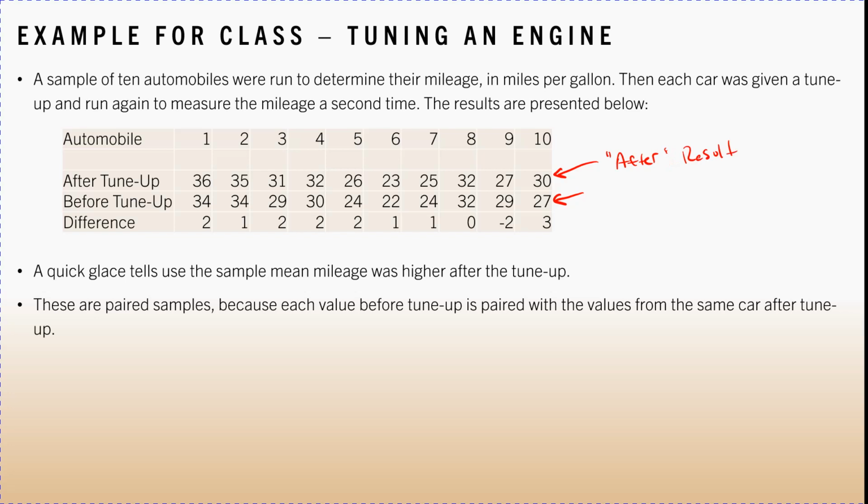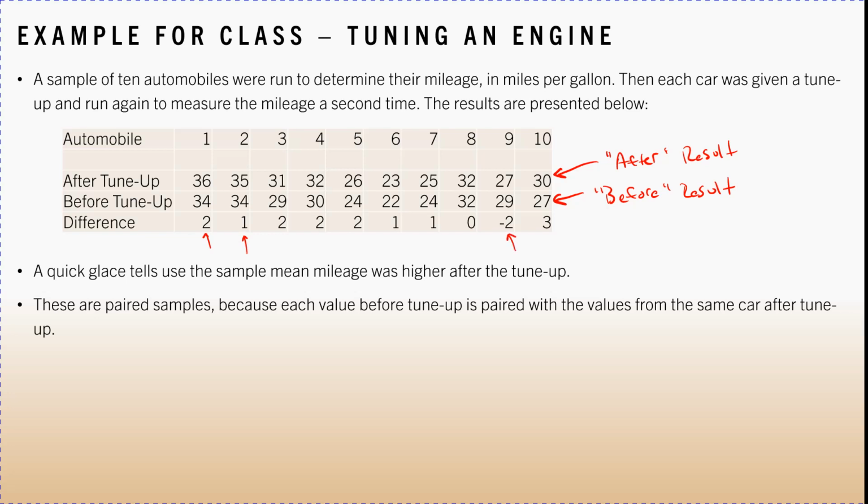And then what we're seeing was before. This is their before result. We measure their miles per gallon before they got the tune-up. So look here. The first car got a tune-up. They got an additional 2 miles per gallon. The second car, when they got the tune-up, went from 34 to 35. They got an additional mile per gallon. And so on. You can see most cars looked like a positive result.